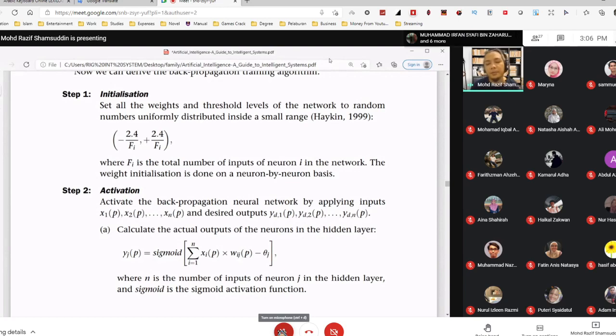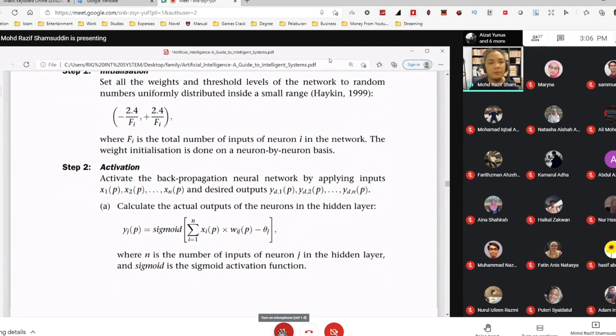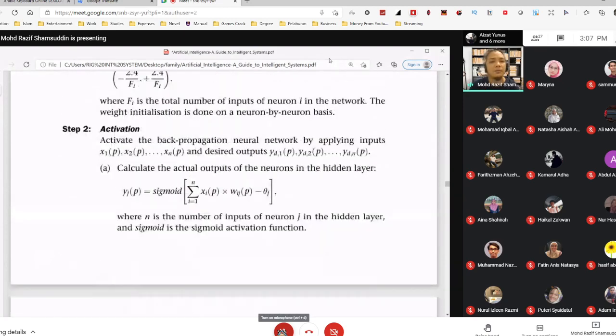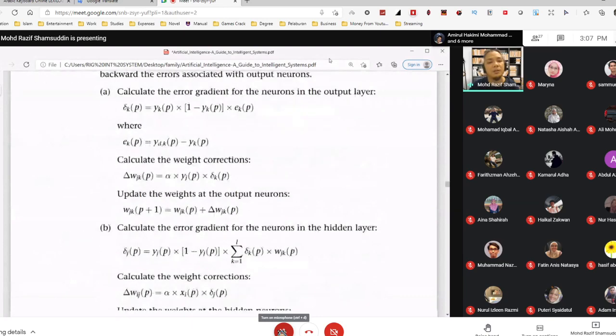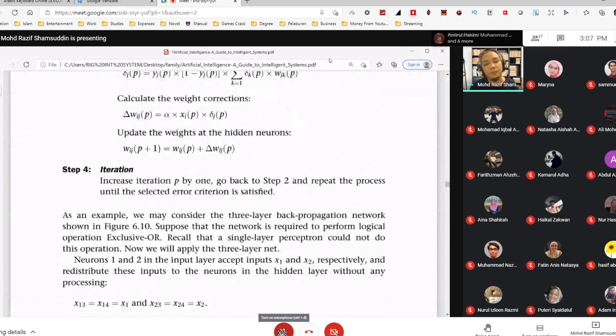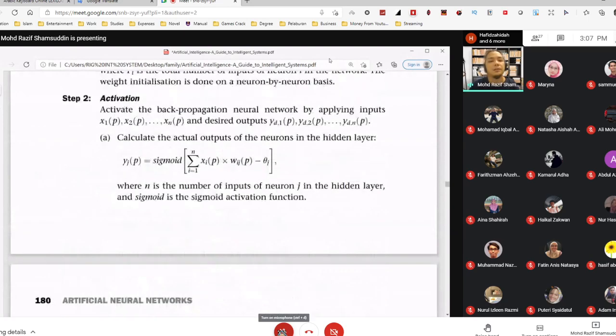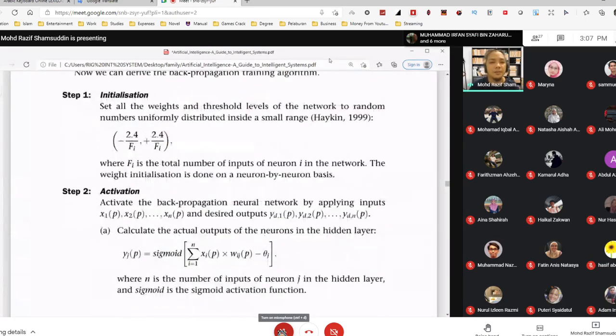We call it backpropagation, and some people call it multi-layer perceptron. It's the same thing. In these notes that I've given to you, the number of steps is similar, so you have four steps. Step one, initialization. Step two, activation. Step number three is weight training, and step number four is iteration. Of course, the processes inside each of the steps will be a bit different. It will be unique to this algorithm itself.